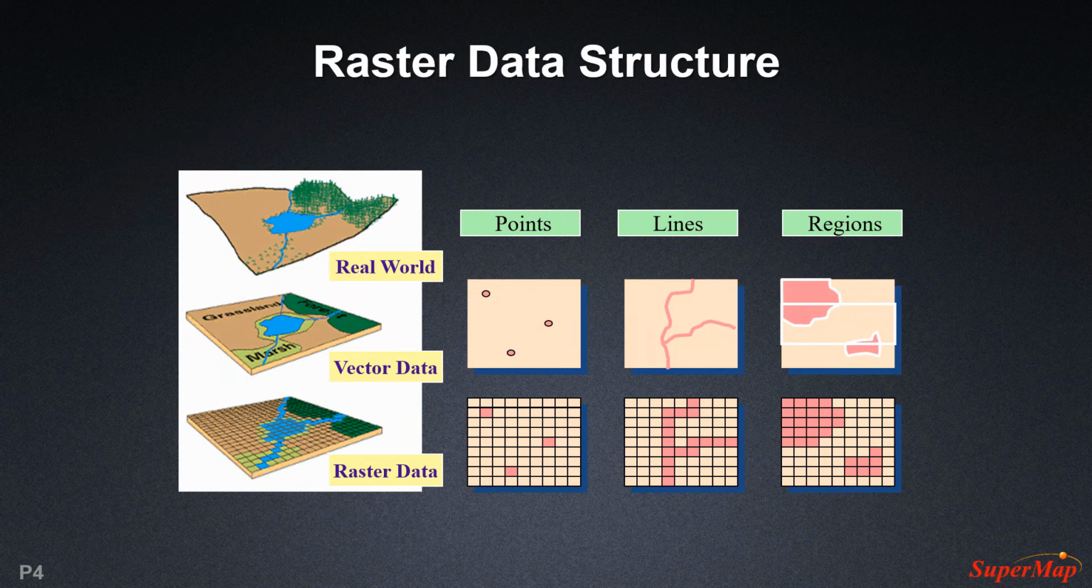So let's see how raster data compares with other types. Now there's real-world data that has points, lines, and regions. In vector data, points, lines, and regions look something like this, where points are actual points, lines are actual lines, and regions are actual region polygons. But in raster data, the structure is based on pixels. As you can see, the points are made up of single pixels, the lines are made up of lines on multiple pixels, while the regions are made up of full shapes of pixels.